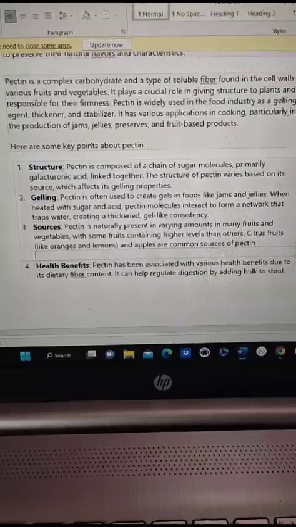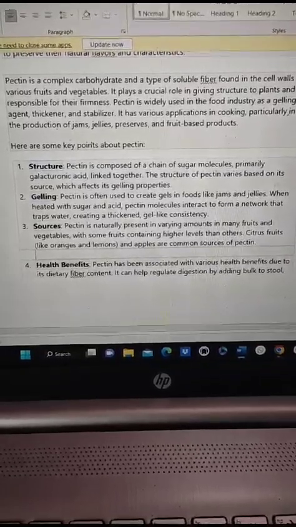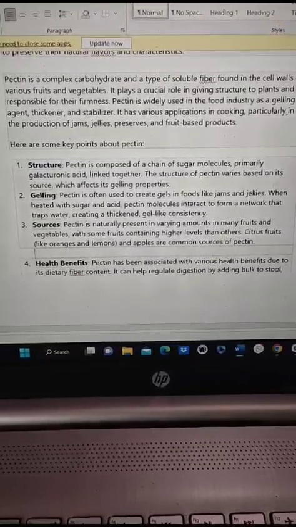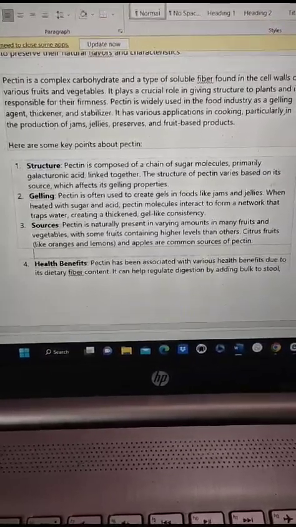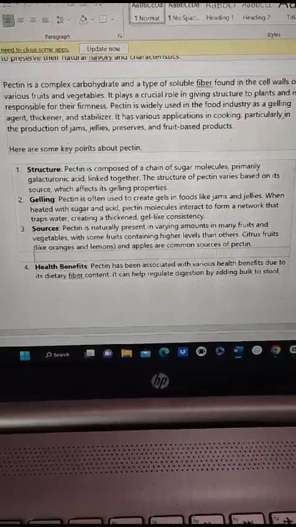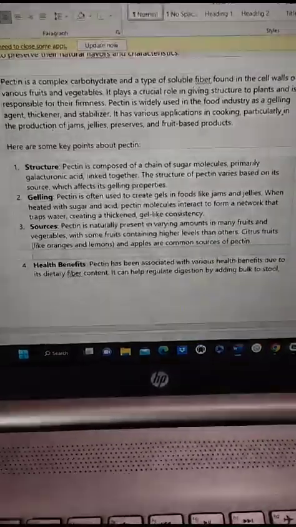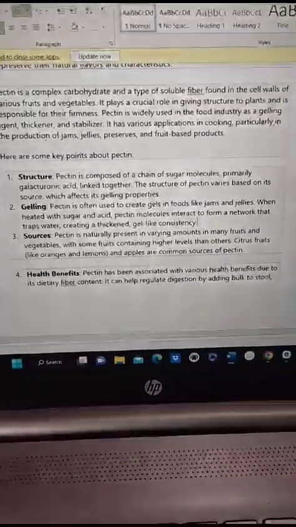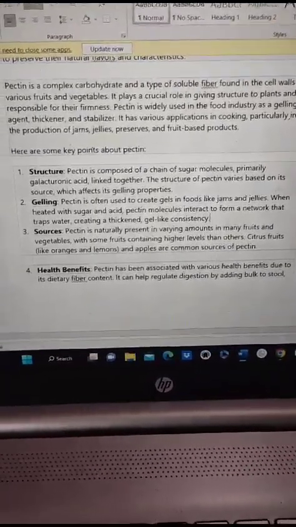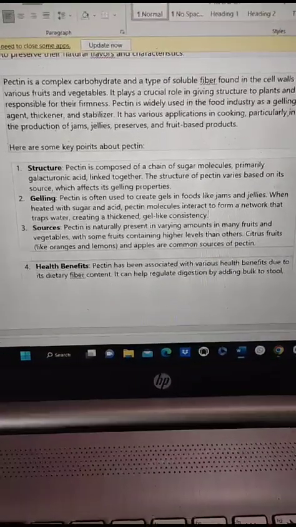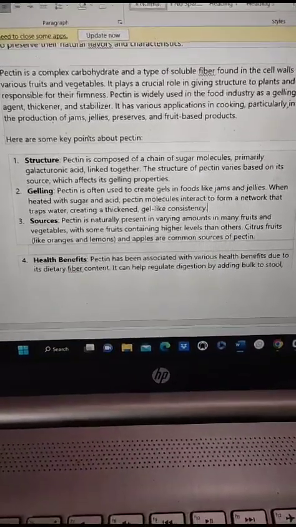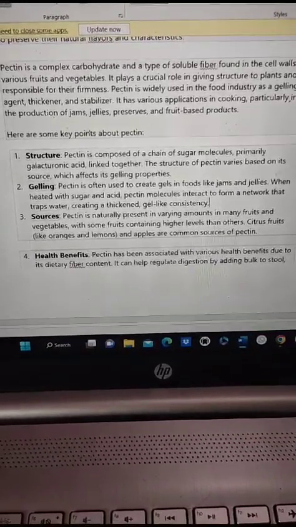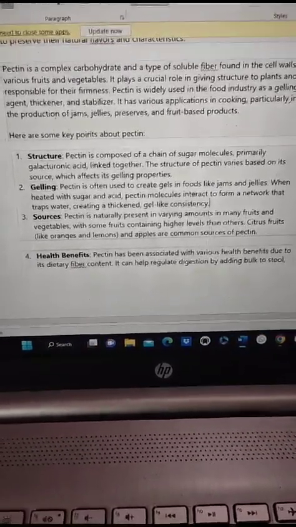The gelling property is an important characteristic of pectins, in which they are used to create gels in jams and jellies. When they are heated with sugars and acid, the pectin molecules interact, forming a network that traps the water molecules, thereby creating the thickening role with a gel-like consistency.